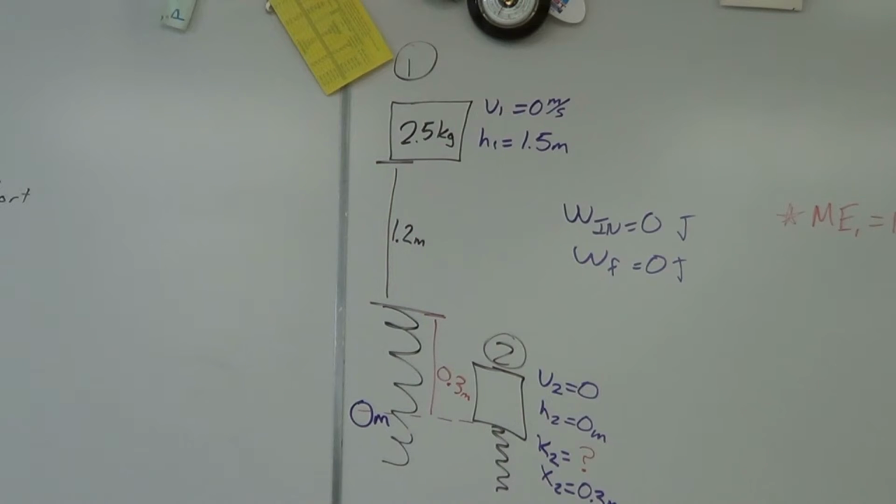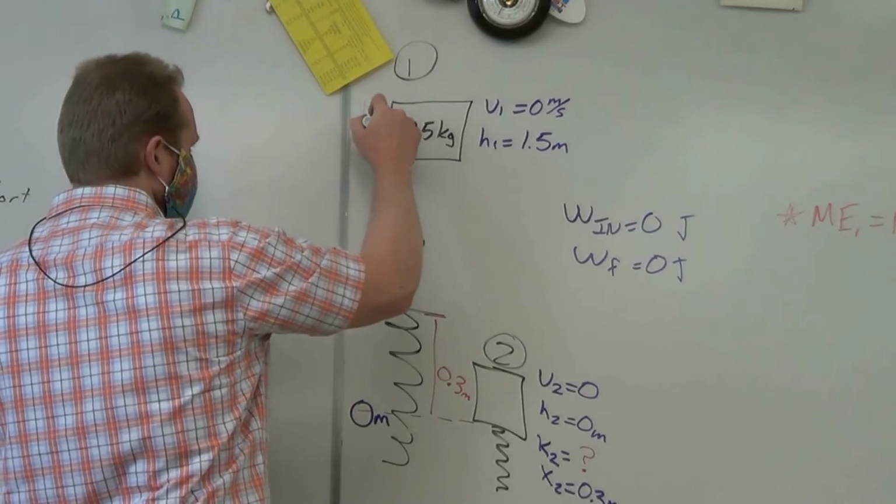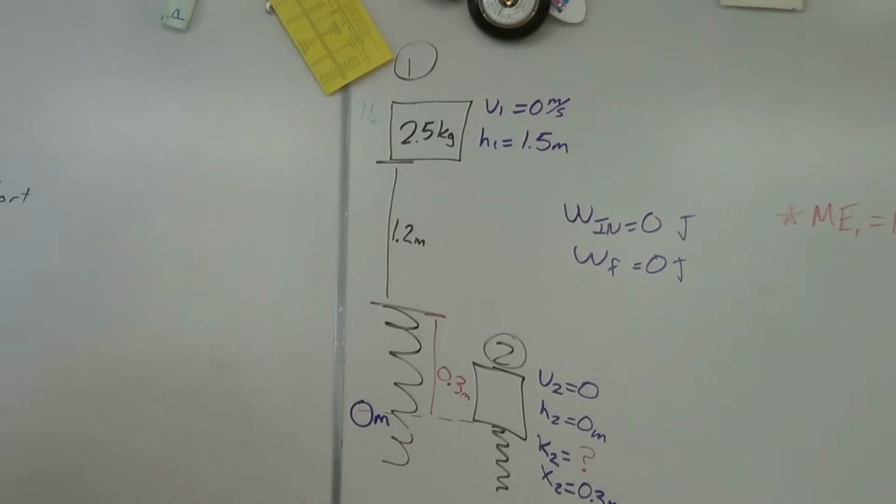So on the worksheet called In-Class Energy, it's number 11. We had kind of left off somewhere right around here yesterday. So question number 11. It says a 2.5 kilogram block is dropped, keyword dropped, from a height of 1.2 meters onto a spring, and it compresses 0.3 meters. What is the spring constant of the spring?